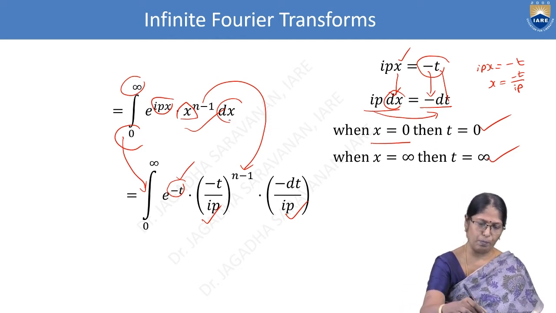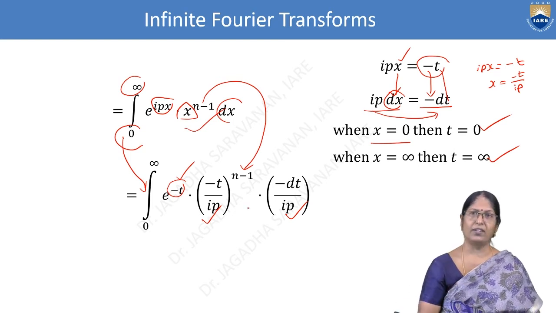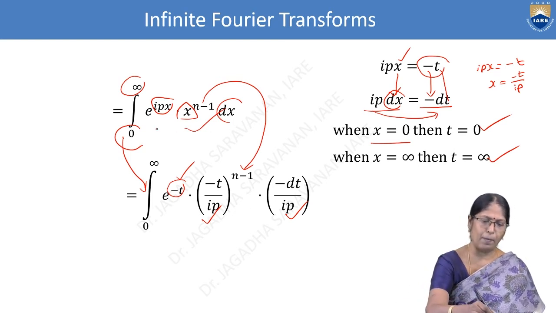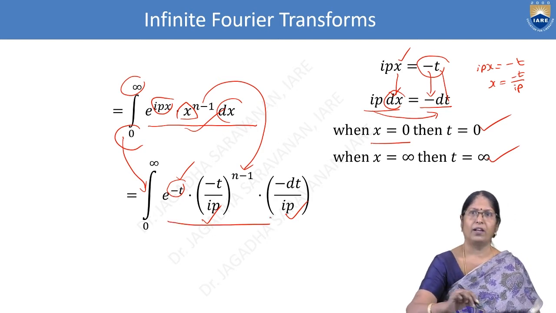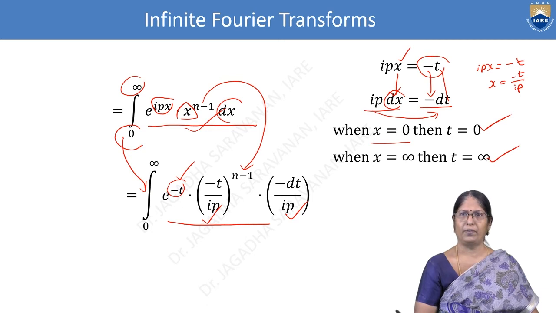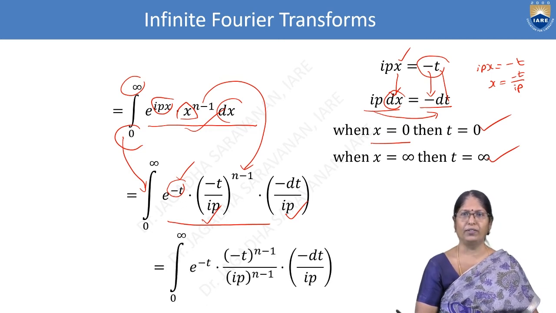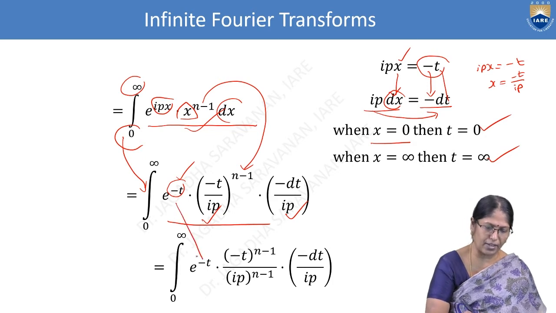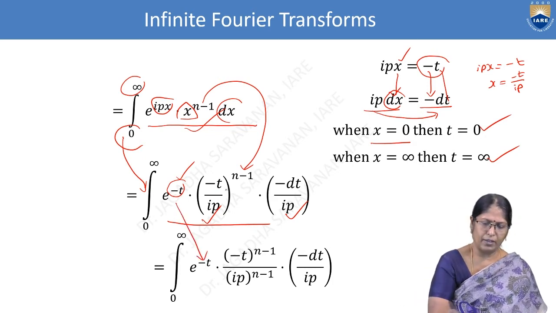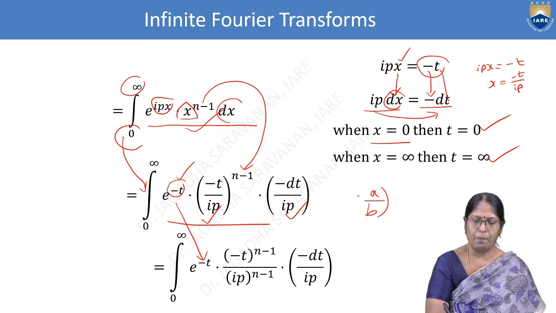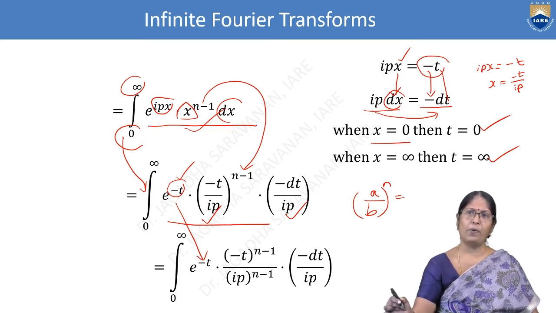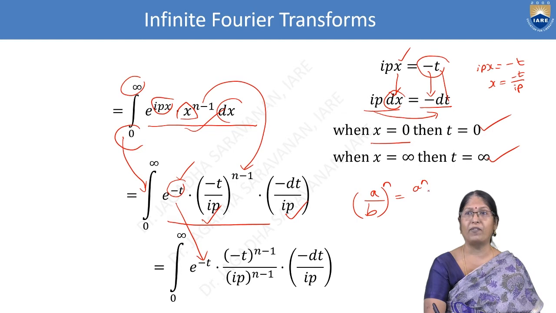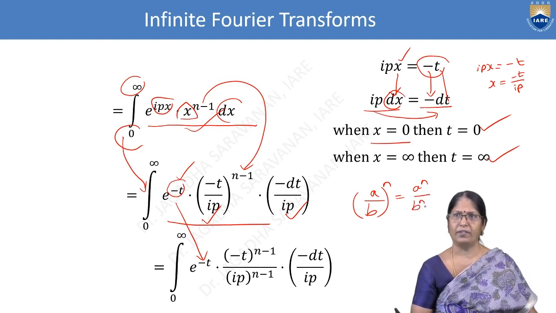Compare the before integral and the recent integral, the before integral completely in terms of x. Now we changed it completely in terms of t. Simplifications: e power minus t as it is. Here, (a by b) power n, by the exponential law, is nothing but a power n by b power n.